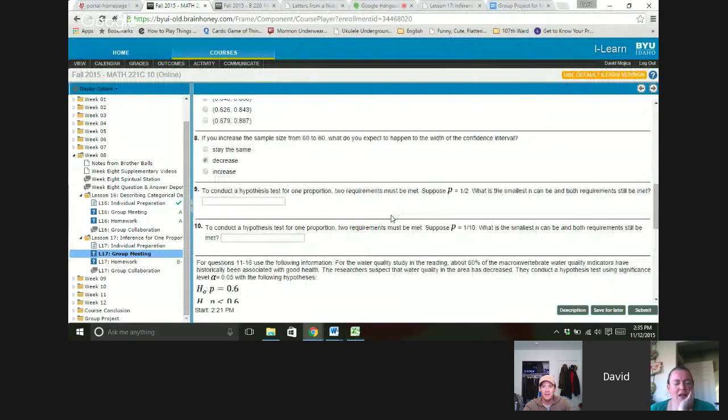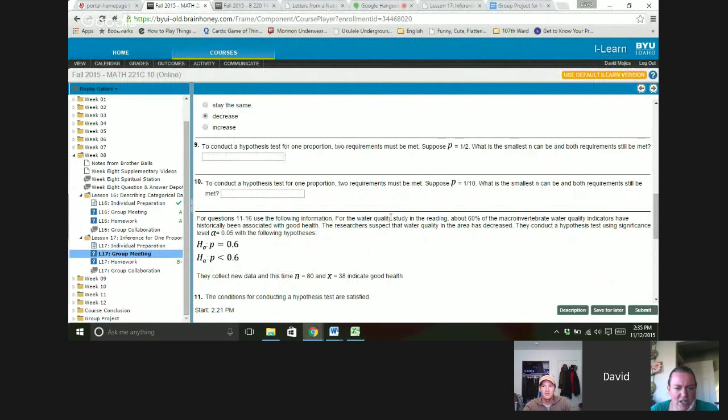Okay, I think it's your turn, Amy. All right. To conduct a hypothesis test for one proportion, two requirements must be met. Suppose p equals 1/2. What is the smallest n can be, and both requirements will be met? That's where this np stuff comes in. We can do the actual formula just to double check. But the tutor I was with yesterday said that if it's 1/2, it will always be 20. If it's 1/3, it'll be 30. 1/4, 40. 1/5, 50. 1/6, 60. 1/7, 70. 1/8, 80, and 1/9, 90. But we can work out the problem.